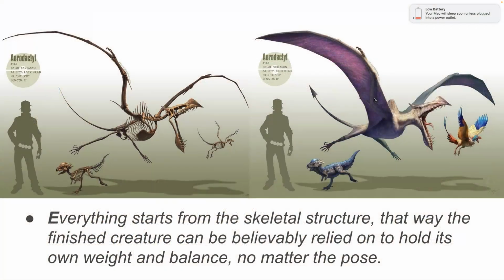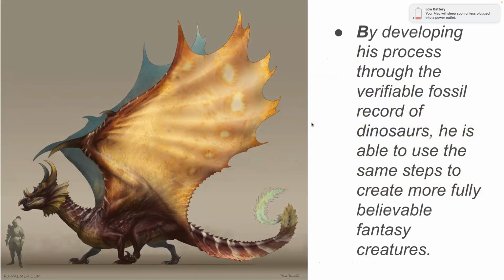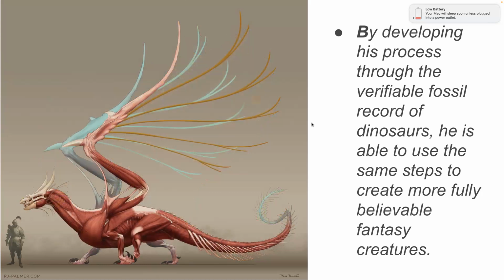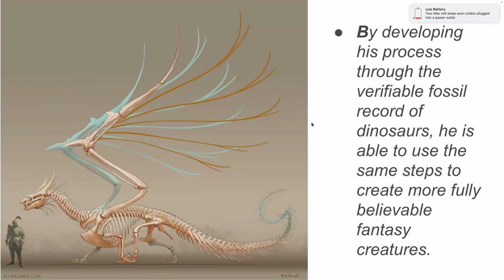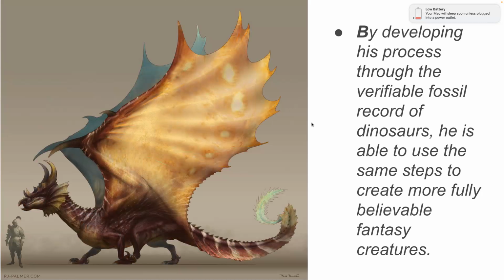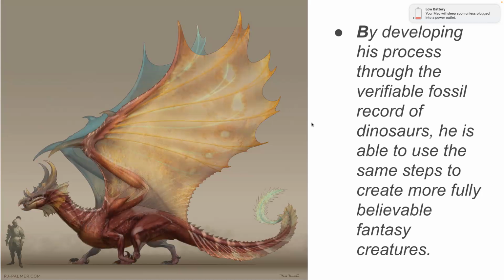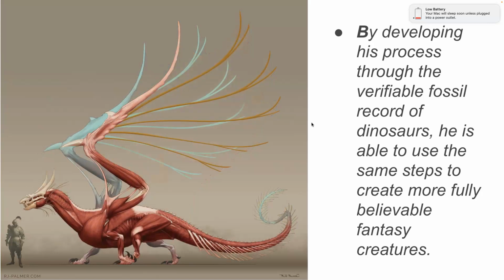And then goes on to do some others, right? All based on real extinct species. And you always start with the skeleton and then build up to that. Then starts using that knowledge to build fantasy creatures. There's obvious connections between Western dragons and dinosaurs.